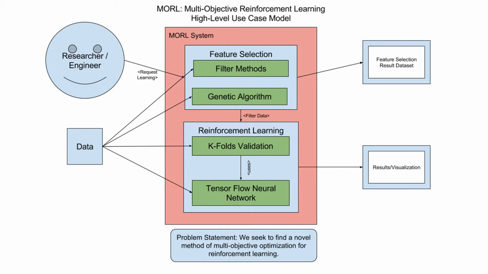So here we have a diagram showing the workflow that a researcher or engineer would go through. They can put their data into our feature selection models, which will include models of filter methods and models using genetic algorithms, and that will generate a feature selection result data set. They'll be using the results of that feature selection as well as the original data in the reinforcement learning part of our use case diagram here. The reinforcement learning part will use TensorFlow neural networks to implement the deep learning network. Then we will run k-folds validation on this neural network to show how well it is performing, that is, how the accuracy and sensitivity are, etc. And all of this is being done to accomplish our problem statement, where we seek to find a novel method of multi-objective optimization for reinforcement learning.